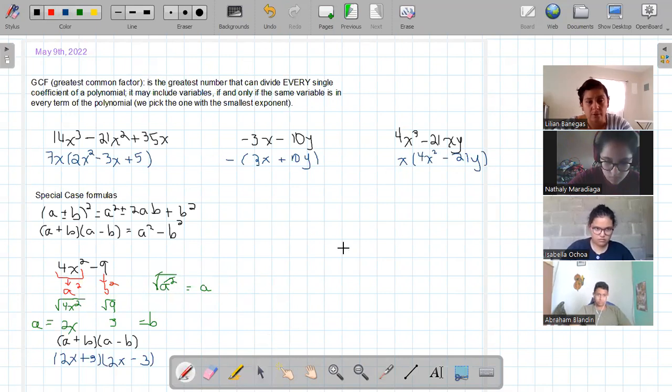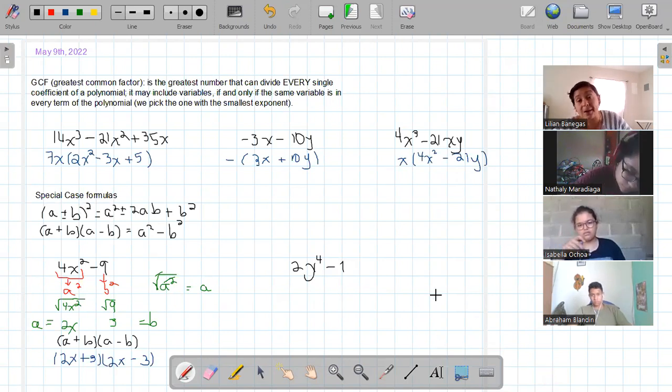Let's do one more, okay? Let's do, for example, I'm going to show you a little trick over here. Right now, I'm doing the same formula. 2y to the 4th power minus 1. Why is it the same formula? Why is it formula 3? Because it is a binomial.